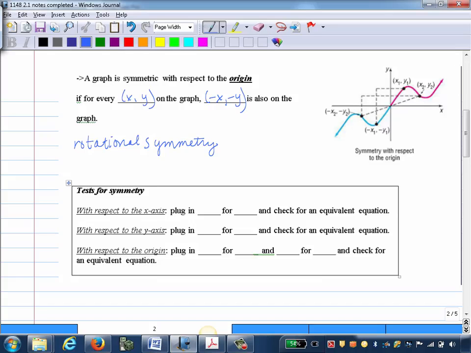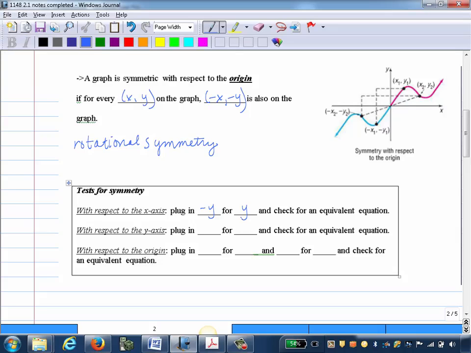We're going to learn how to test equations of graphs for symmetry. These three types of symmetry: symmetry with respect to the x-axis, y-axis, and the origin. The test we're going to use to test for symmetry with respect to the x-axis, we're going to plug in a negative y for y in the equation and check if we get the same equation back.